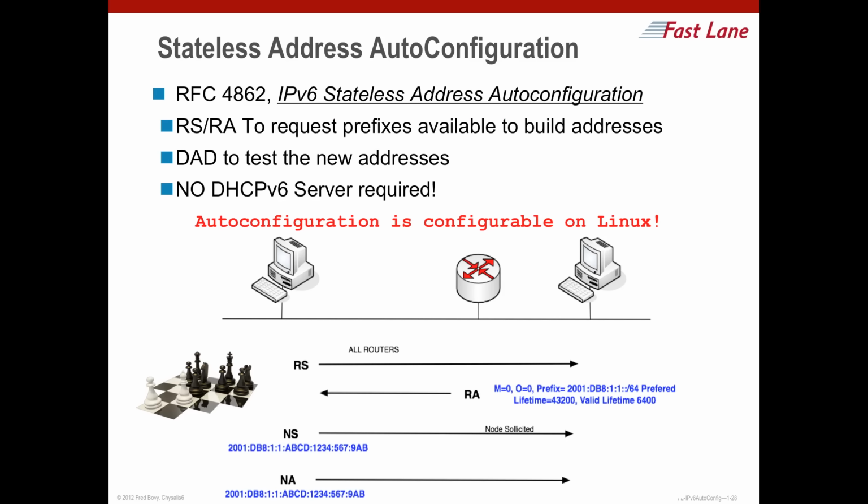So that's the stateless address autoconfiguration again. We send a router solicitation to get the prefixes. From each prefix we derive an address, and then we use DAD to check that the address that we have configured is really unique, because the interface ID can be chosen randomly, and in this case it is good to check that the address is unique.